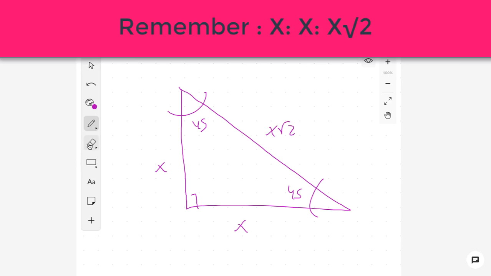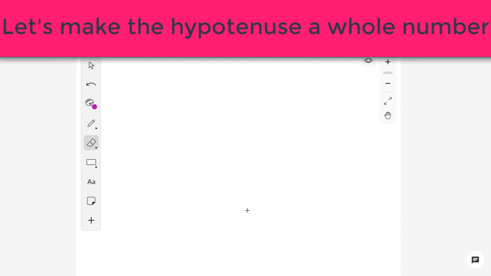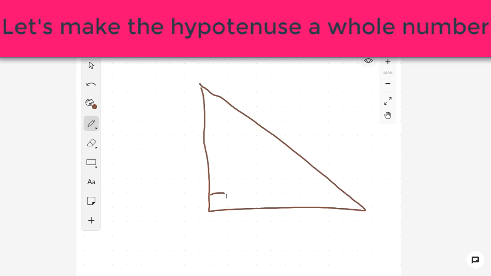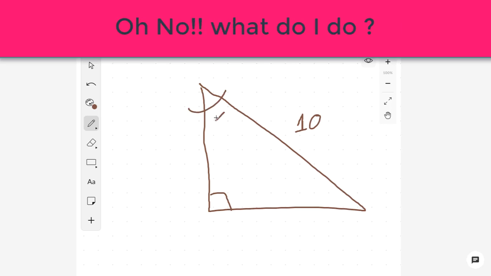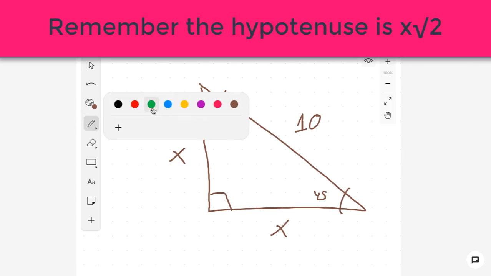Now, let's say that instead of having a square root in the hypotenuse, you don't have that. Instead, you have here a 10, and this is equal to 45, right? Therefore, this has to be also 45. And they ask you for the size of the sides. That's where you're like, well, what is my square root?